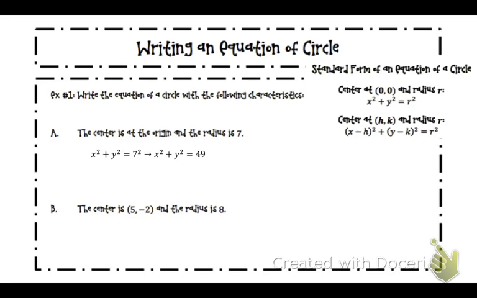Okay? Now if the center is at 5, negative 2, and the radius is 8, that means h is 5 and k is negative 2. So that's going to be (x minus 5) squared plus (y minus negative 2) squared equals 8 squared. But when you subtract a negative number, that becomes a positive, so that's (x minus 5) squared plus (y plus 2) squared equals 64. Okay?